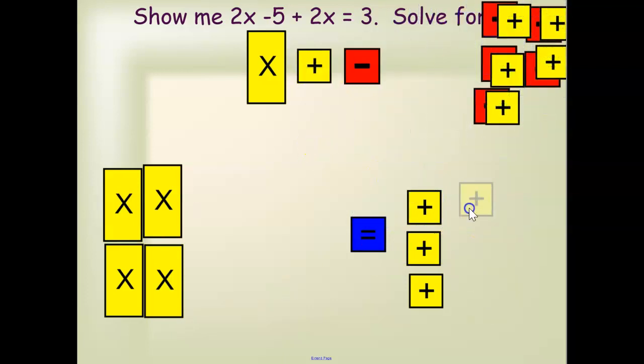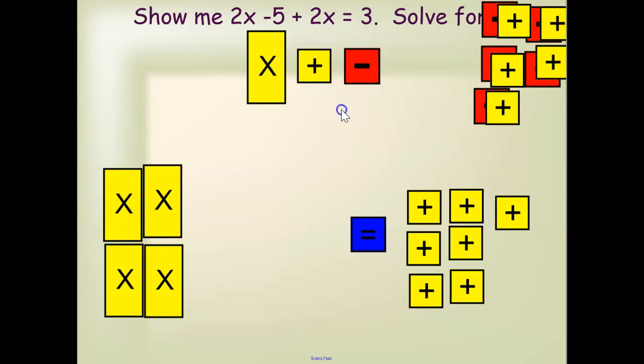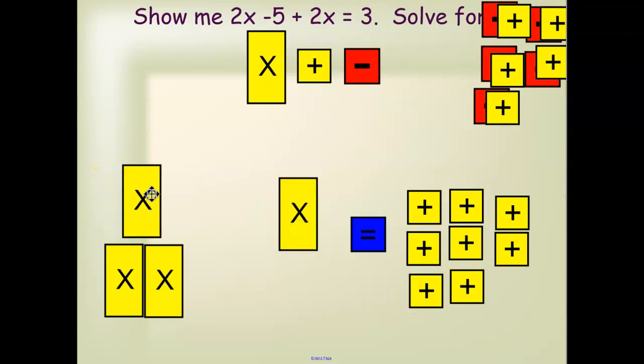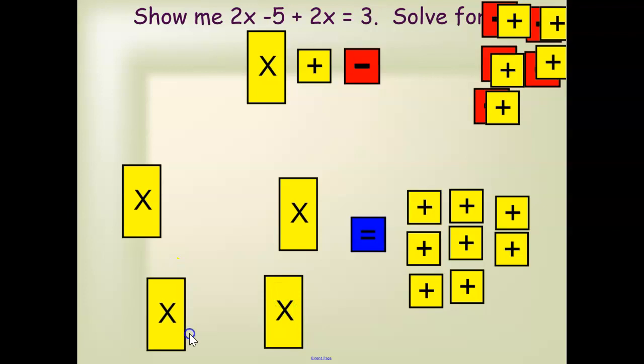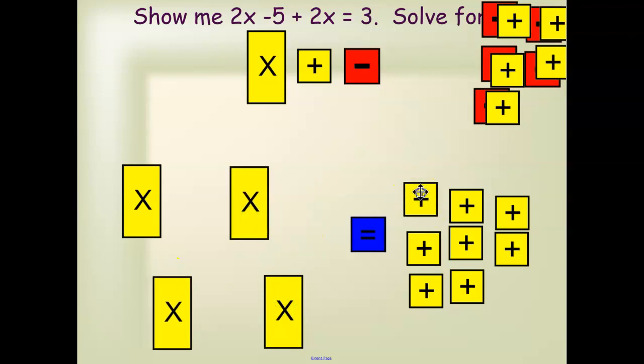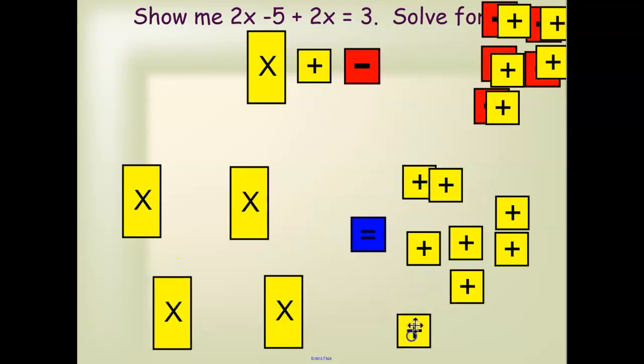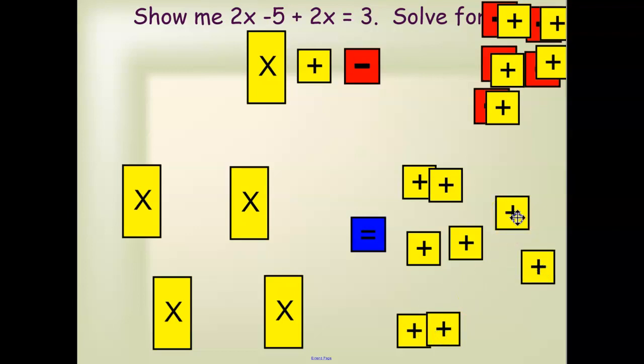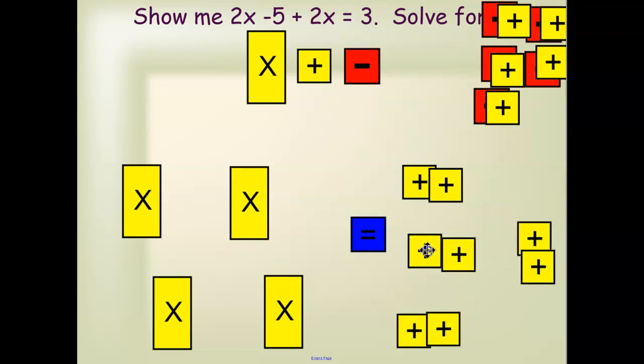And since I added 5 yellows to that side, I'm going to add 5 yellows to this side. 3, 4, 5. And then there you go. Now I have 4x equals 8. But I don't care about what 4x equals. I want to know what 1x equals. So I can split this into 4 piles over here. I can divide this up into 4 piles over here. And I can see what each pile, each x corresponds to, and x equals 2.